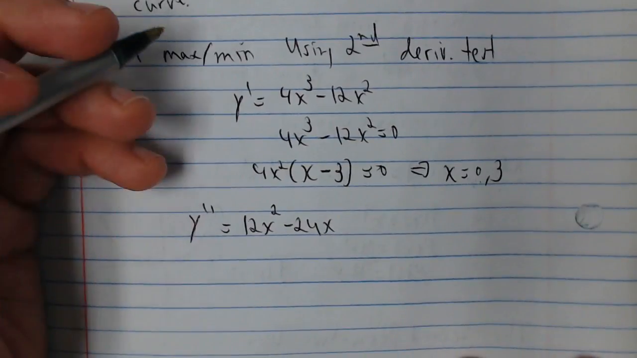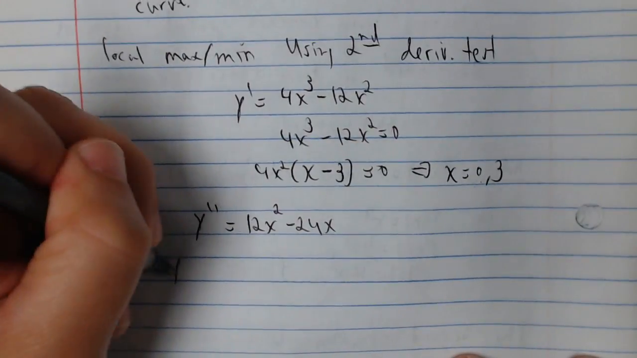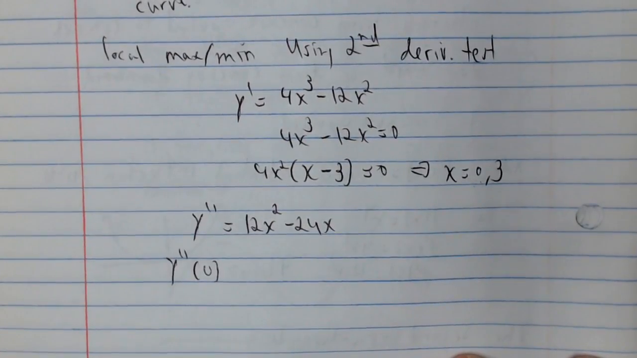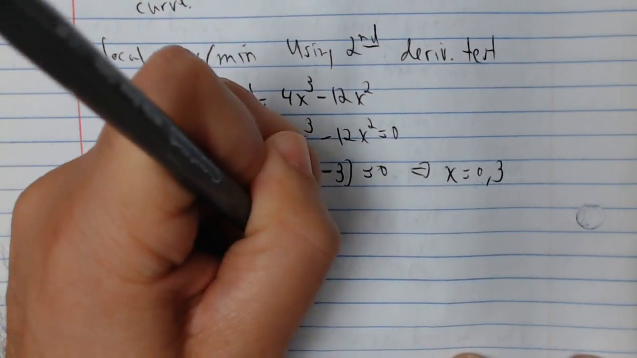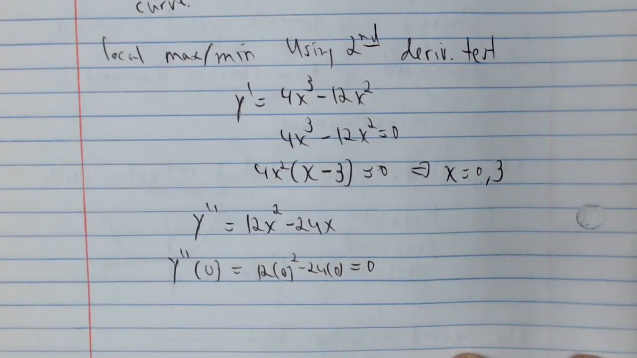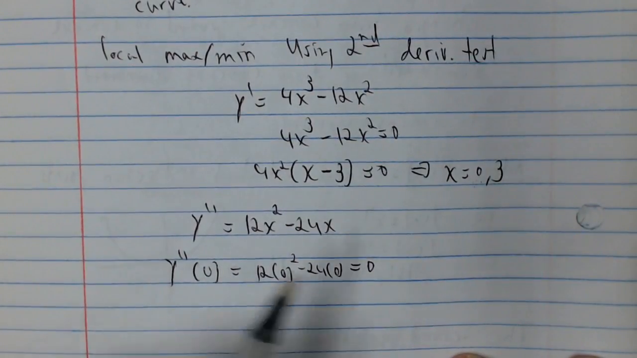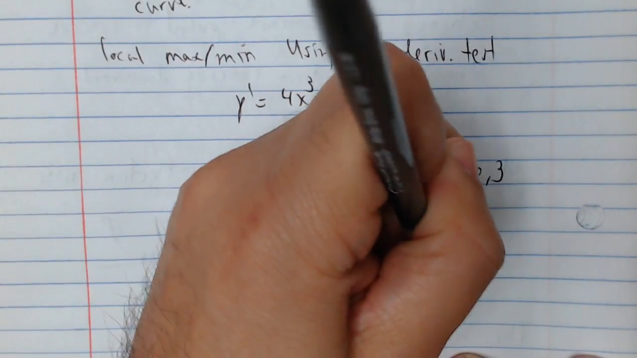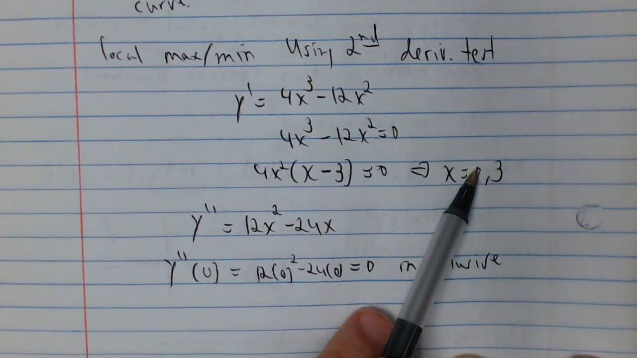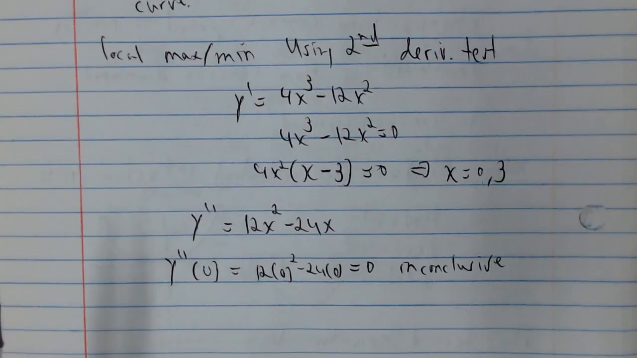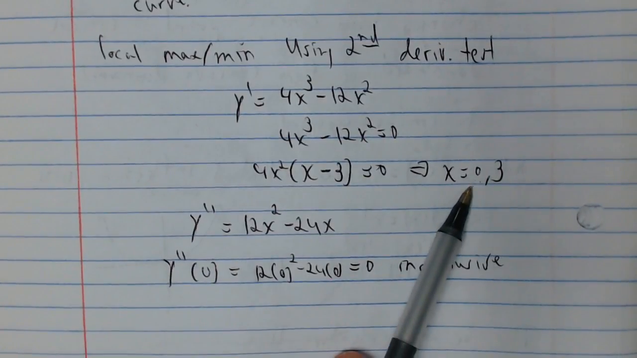So now let's check this out. If I plug in 0 for y double prime, what do I get? I get 12 times 0 squared minus 24 times 0, and I get 0. So what's the problem here? My second derivative ended up being 0. So this is inconclusive. I can't say that I have a local max or a min at x equals 0. In fact, I don't know. It could be a local max, a local min, or neither.